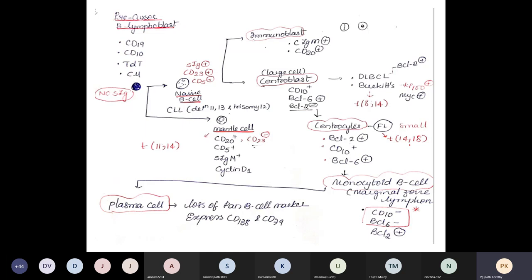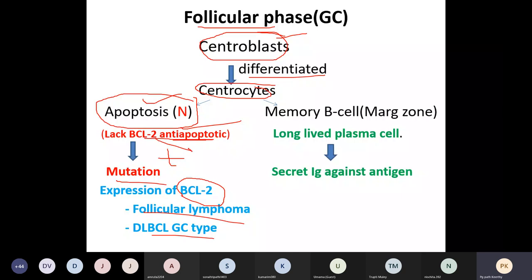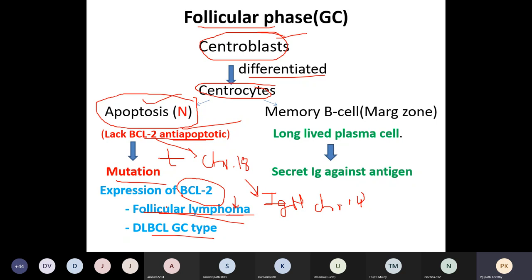Your BCL2 is present on chromosome number 18. So this chromosome number 18 will go and fuse with whom? Your heavy chain immunoglobulin locus, that is your chromosome number 14, right? So this translocation 18;14 or 14;18 will lead to expression of BCL2 and give rise to your lymphomas, that is follicular lymphomas. Why is it follicular lymphoma? Because it is arising from whom? Obviously your germinal center, right? So that's the name given.